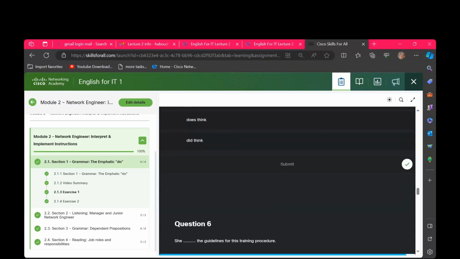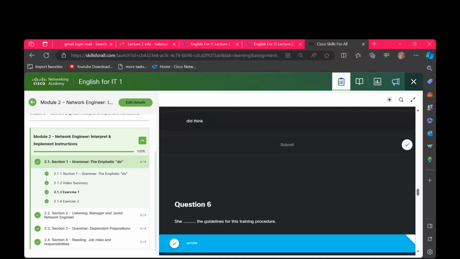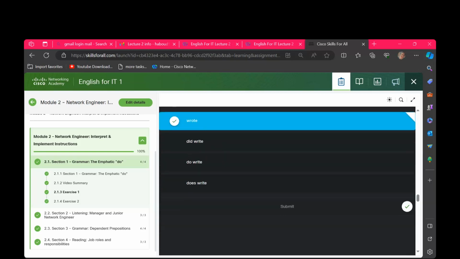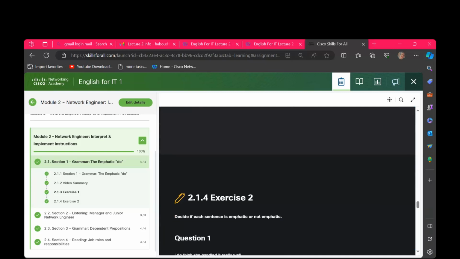Question number 6. The guidelines for this training procedures. ايه رأيكم؟ ليها استخدام ولا ملهاش استخدام؟ جملة عادية جدا ما فيش فيها لا تأكيد ولا seriousness ولا أي حاجة خالص. يبقى عادي جدا استخدم الفيرب بتاعي. She wrote the guidelines for this training procedure. برافو عليكو. Okay.